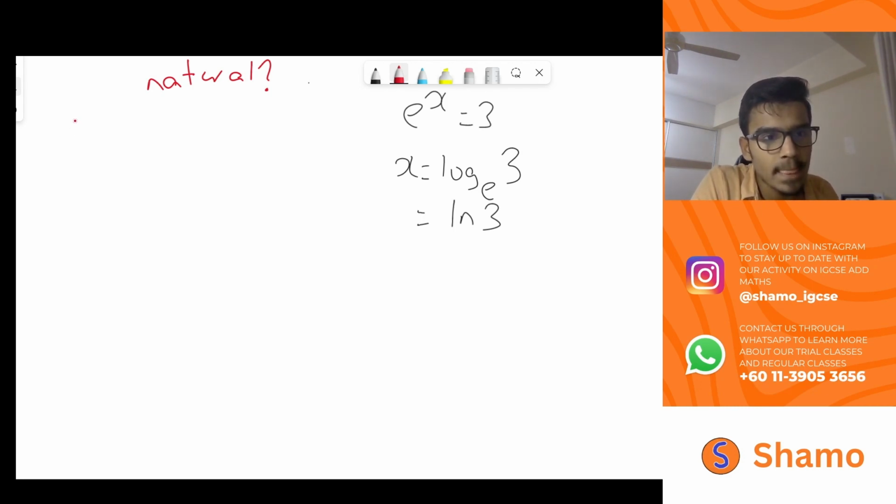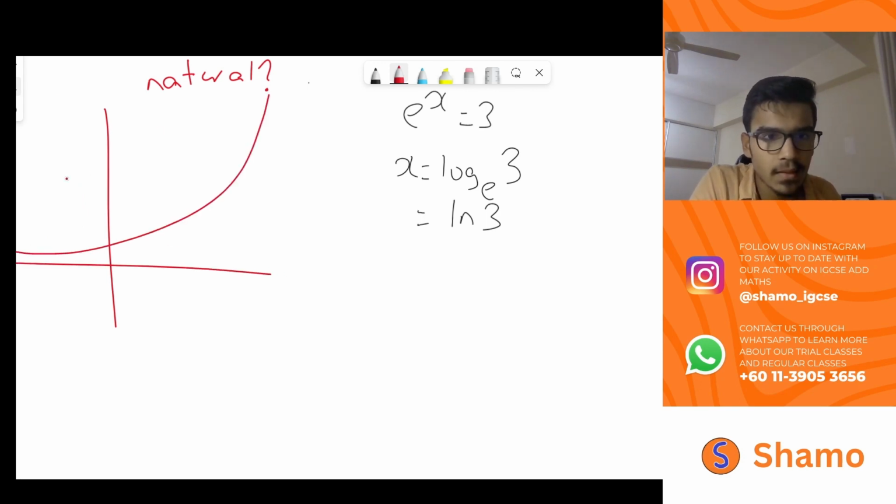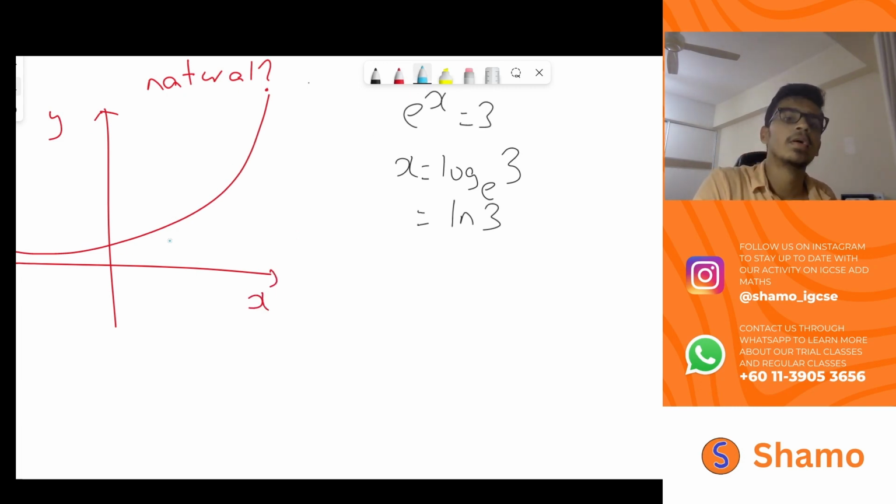Okay, suppose I take a graph of e to the x. We will learn how the graph looks like in detail later. Let me get the line proper. Okay, that's better. Nice, this is a good graph. Okay guys, respect the graph. It's beautiful. Okay, so this is like y is equal to e power x.